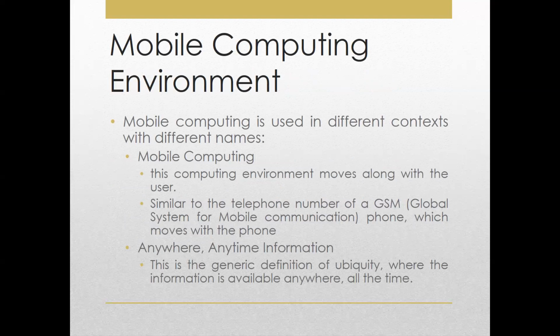Mobile computing environment. Mobile computing is used in different contexts with different names. Mobile computing: this computing environment moves along with the user, similar to the telephone number of a GSM, global system for mobile communication phone, which moves with the phone. Anywhere, anytime information: this is the generic definition of ubiquity, where the information is available anywhere, all the time. A mobile computing environment involves accessing information through a wireless network connection. The mobile unit may be stationary, in motion, and or intermittently connected to a fixed or a wired network.